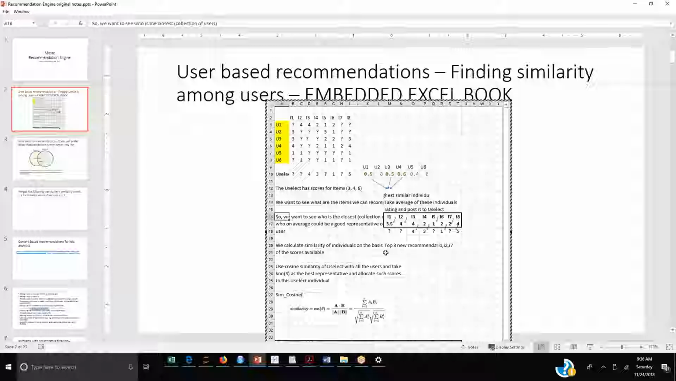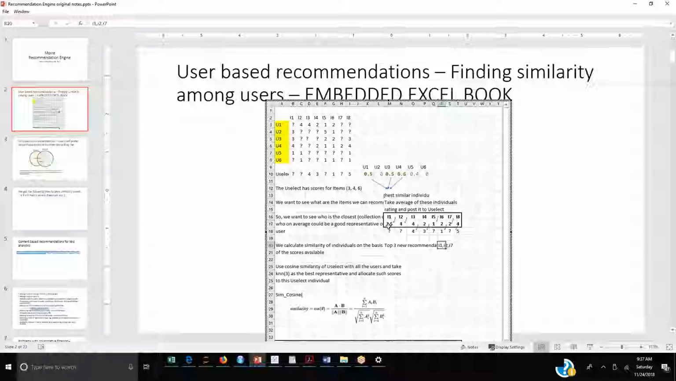We calculate similarity of individuals on the basis of the top 3, for new recommendations for I1, I2, I5, I7. Actually, I5 should also be included here. I1, I2, I5, I7 are the items to recommend, but we want to take only the 3 people who are most similar to him. So far, we are good, right?